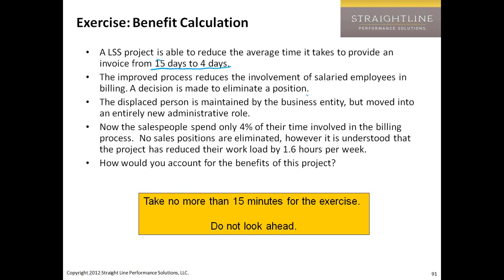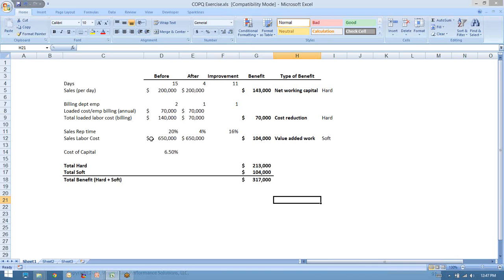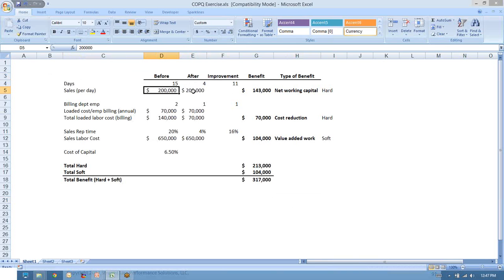Okay, here we go. I'm going to show you how I did it, and to do that, I'm going to just go into my Excel spreadsheet. So if we take a look at that, we've got the before and after situation. Before, it took 15 days. Now it takes 4. And the sales per day was 200, and it's still 200 afterward. The improvement was 11 days.